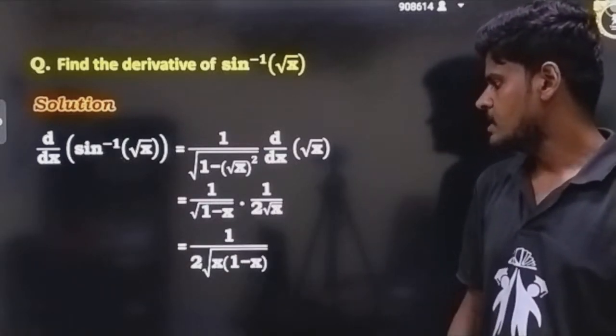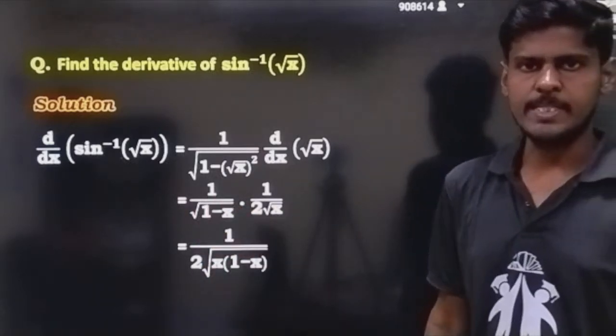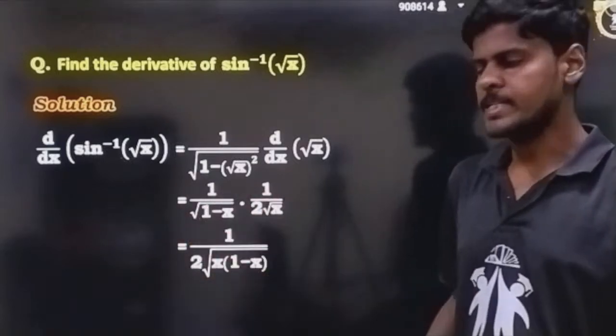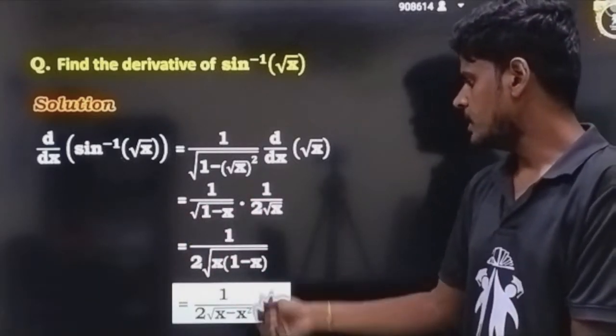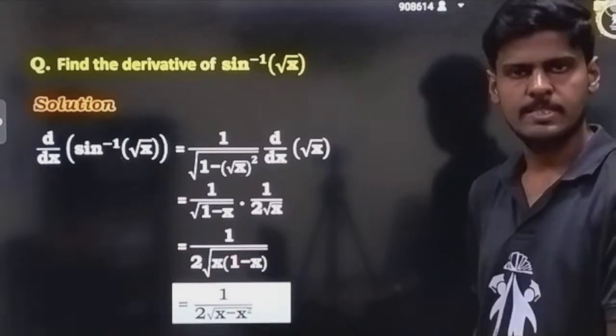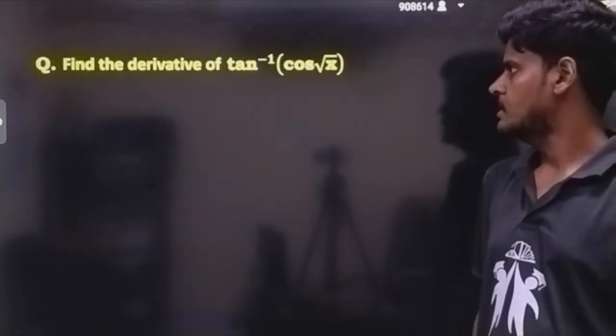So the final answer is 1 by 2 into root x into root 1 minus x, that is root of x into 1 minus x. So 1 by 2 root x minus x square, multiplied by x into 1 minus x, that is the answer. This is how we should solve for inverse trigonometric functions.